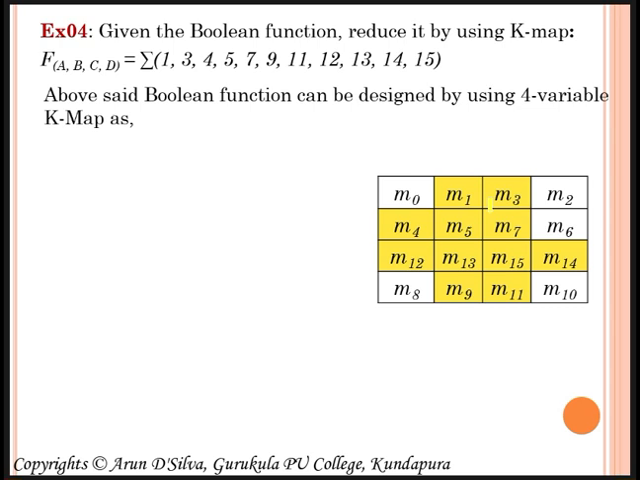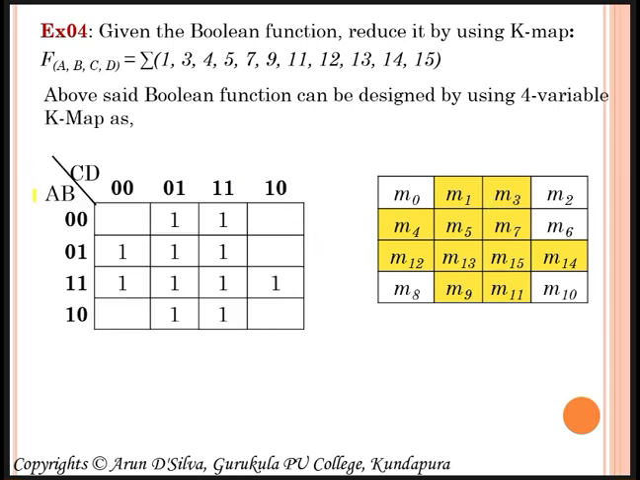So that means the K-map is, this is the way, as AB variables are taken row wise and CD variables are taken column wise, and reflected codes are specified here, row wise as well as column wise.